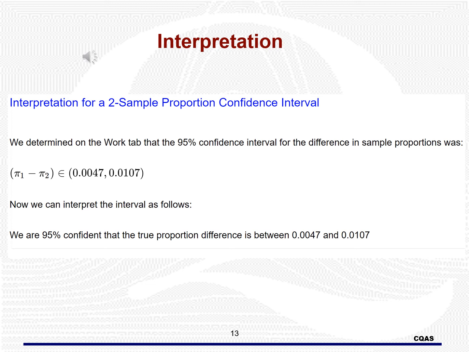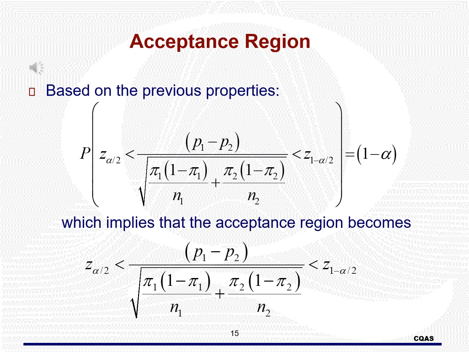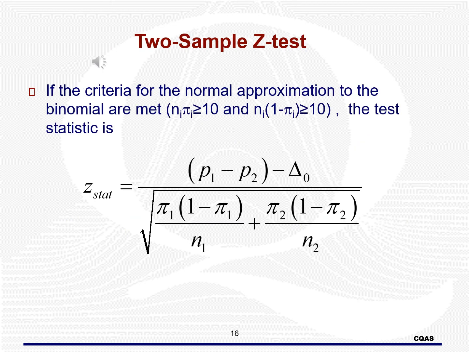Now let's look at a two-sample hypothesis test for proportions. We will assume that we are still working with a difference in proportions, so we can formally state the null hypothesis as either pi sub 1 equals pi sub 2, or the difference in the pi sub i's is equal to 0. Now we can use the acceptance region given here to get the test statistic. The test statistic is given in the slide in its general form. We still need to make sure that the assumptions that are in the slide are true.